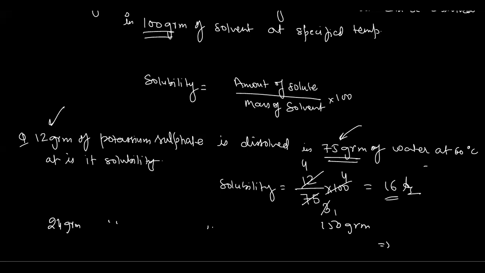So what does this number indicate here? That in 100 grams of water, the maximum amount of potassium sulfate that can be dissolved is 16 gram. Okay, so you can calculate here again: 24 upon 150 into 100. When you cut it, you will get 24s, then you divide by 6, you will get 6 ones are 6, 6 fours are 24, then again 16 gram. It means this value is indicating that 16 grams of solute can be dissolved maximum in 100 grams of solvent. Okay, let me practice one or two other questions for this, then it will be clear.